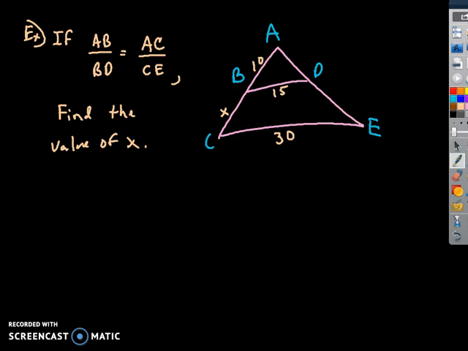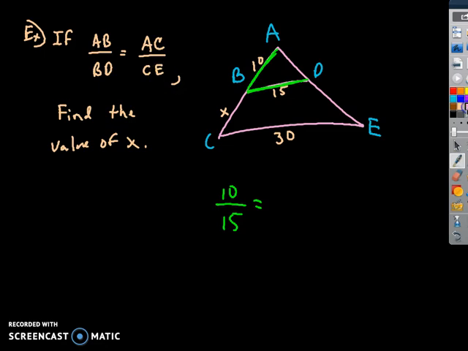Here's a triangle, ABC, and a small triangle ABD. Alright, it says if AB over BD equals AC over CE, find the value of X. So you first got to figure out what they're referring to. Here they said AB over BD. So this is AB, this is BD. So this side over this one. So they said 10 over 15. Alright, so 10 over 15 equals AC over CE.